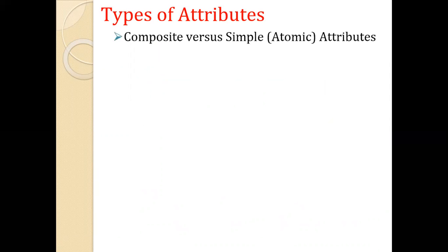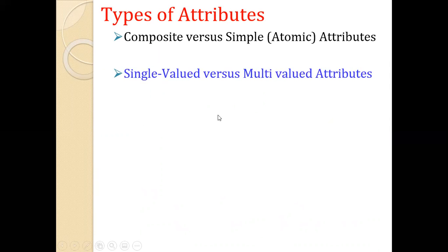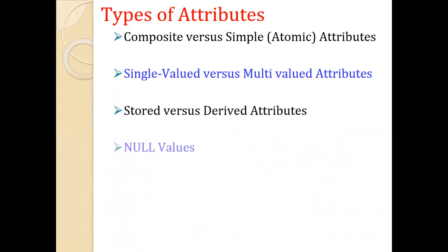Based on the property value, the attributes are categorized into different types. They are composite versus simple attributes, single valued or multi-valued attributes, stored and derived attributes, or attributes with null values. Now we'll see them one by one.